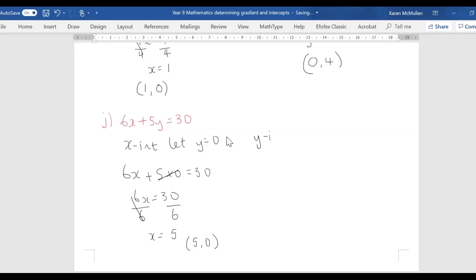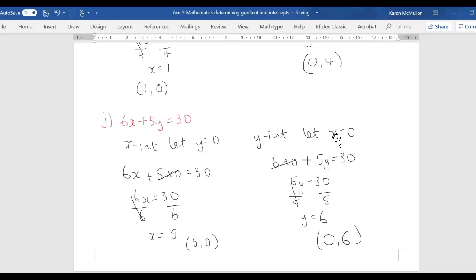Let's find the y-intercept by letting x equal 0. So we're going to have 6 times 0 this time because x is equal to 0, plus 5y equals 30. So that goes because anything multiplied by 0 is just 0, and we're left with 5y equals 30. Get y by itself, divide both sides by 5. So y is equal to 30 divided by 5, which is 6. And if we're writing that as a set of coordinates, remember you write your x first. So for the y-intercept, x is 0. So we've got 0, 6 as our coordinates there.